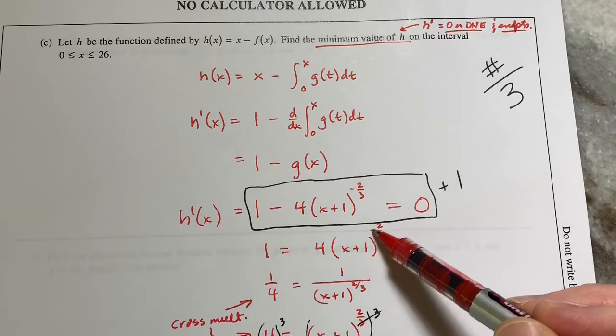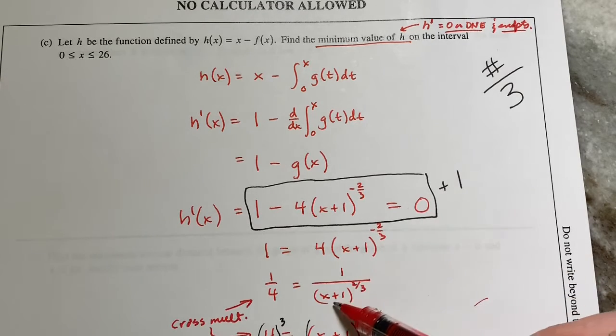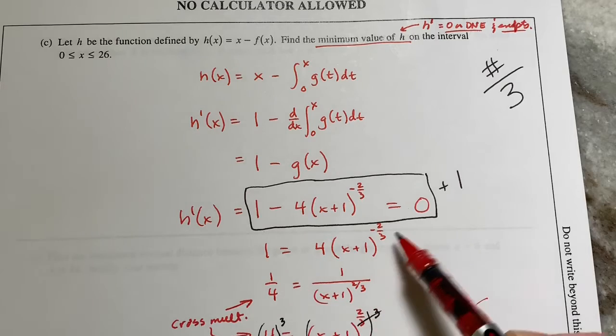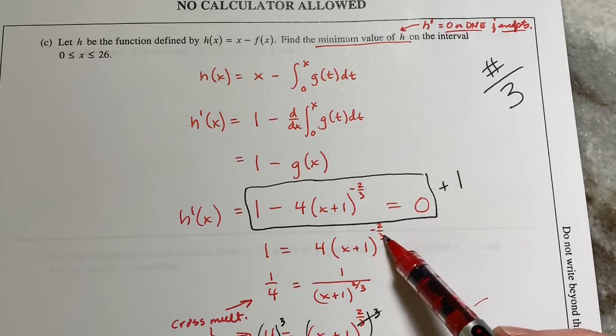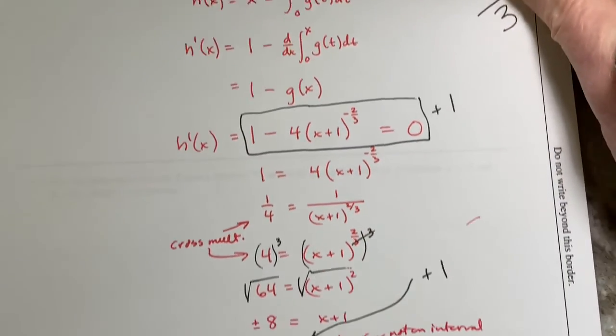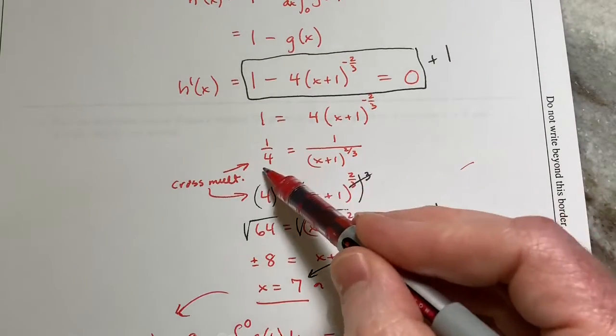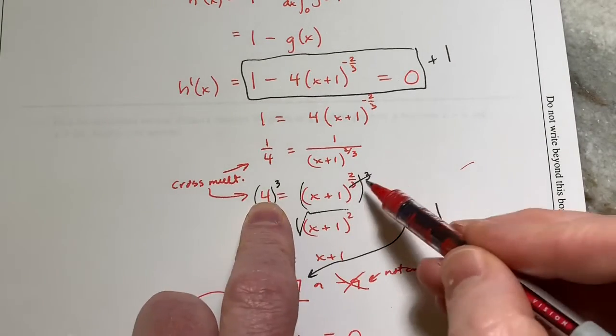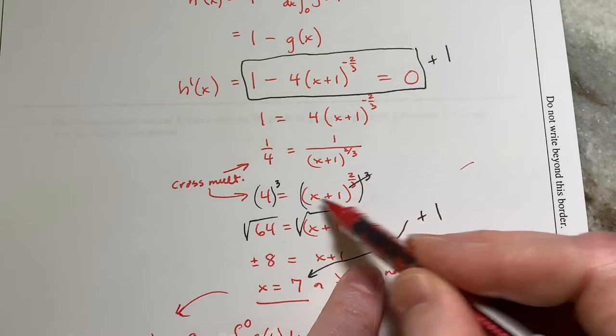I chose to take the negative 2/3 and make it a 2/3 on the bottom, because I don't really like negative exponents. You might. Okay. Then I am going to cross multiply. And when I did that, I got here. And then I got to get rid of that cube root. That's a cube root and that's a square.